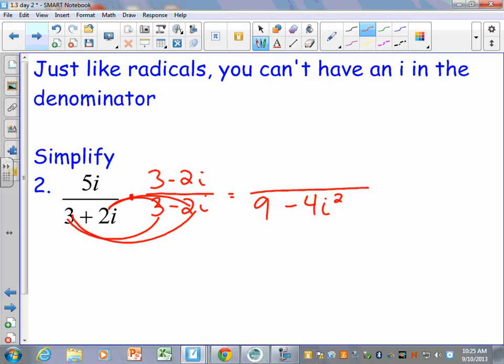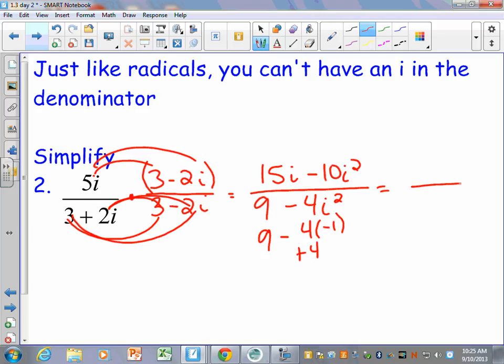On the top, since I just have one thing here, I have to distribute that, right? So 5i times 3 is 15i, and 5i times negative 2i is negative 10i squared. And then we just want to simplify that. I tend to kind of work above and below my problem so I don't have to rewrite it a whole bunch of times. Like I know that this is 4 times negative 1. That's just plus 4. So 9 plus 4 is 13. And on the top, that's negative 10 times negative 1. So that's 15i plus 10.